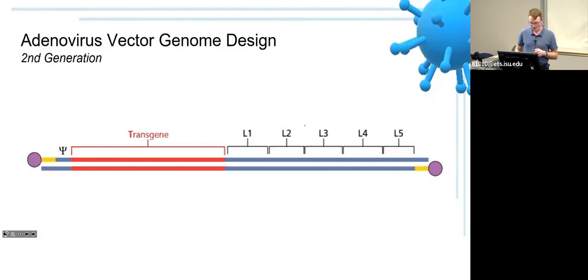So instead, we want to pop to second generation ones. What we did here was we eliminated all of the E's. So now it's just the L's, which is good because these are just the viral capsid proteins. And that also means you can incorporate a bigger transgene. The downside here is they still got immunogenicity because these guys are still producing viral proteins.